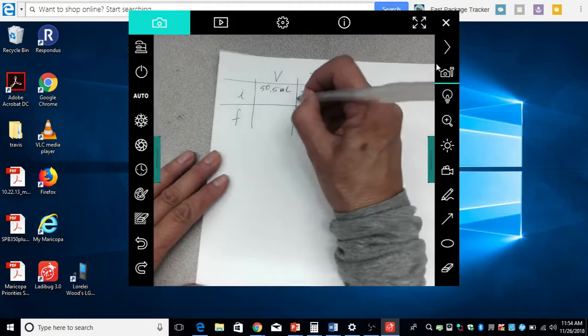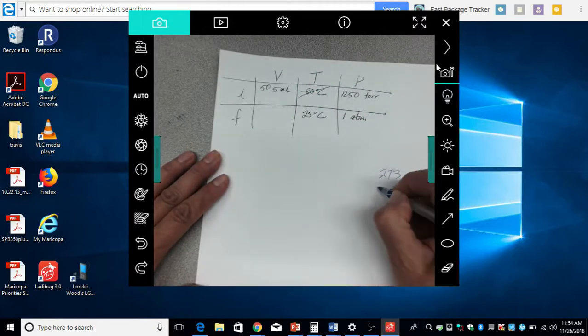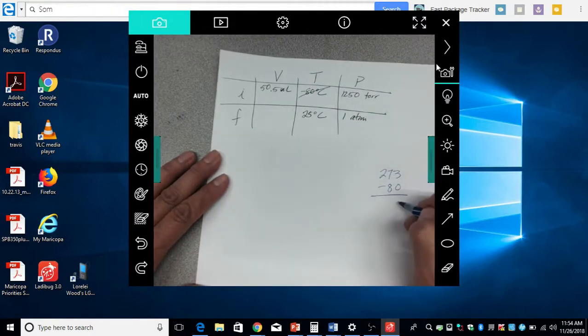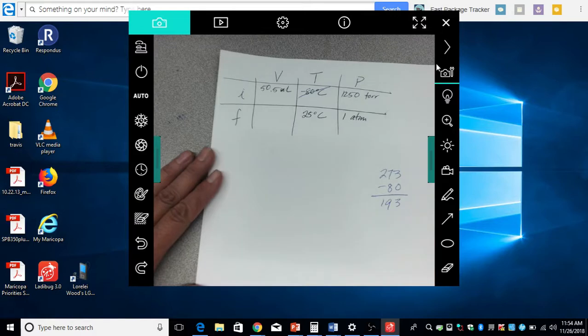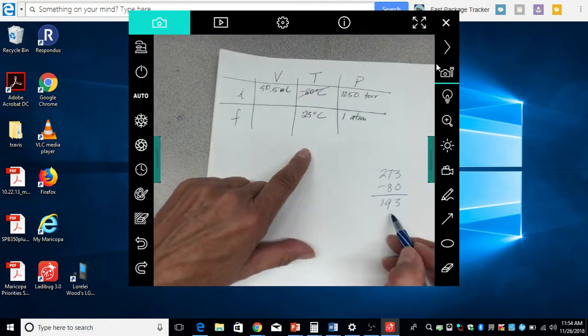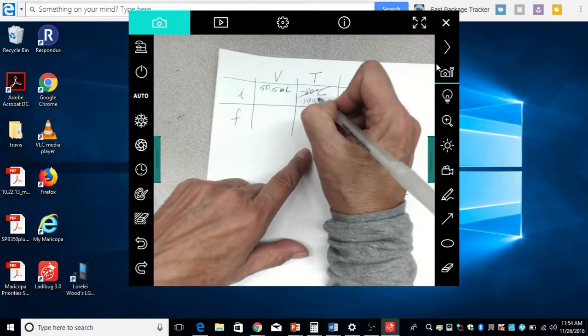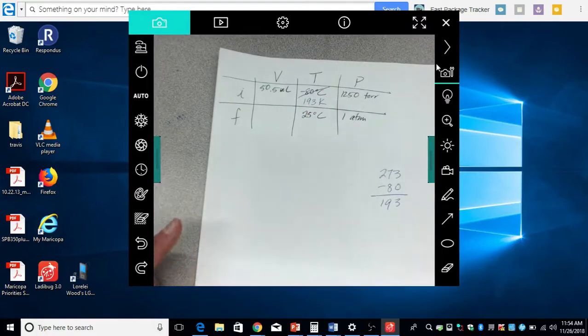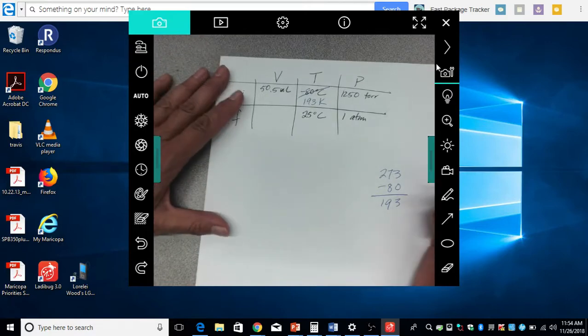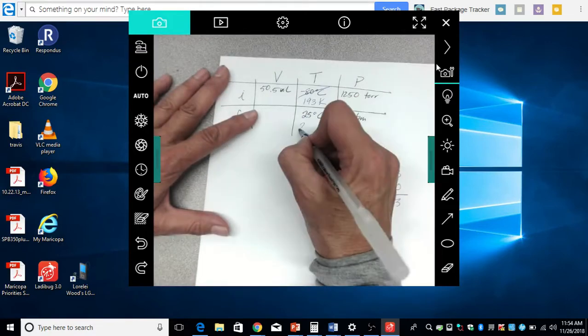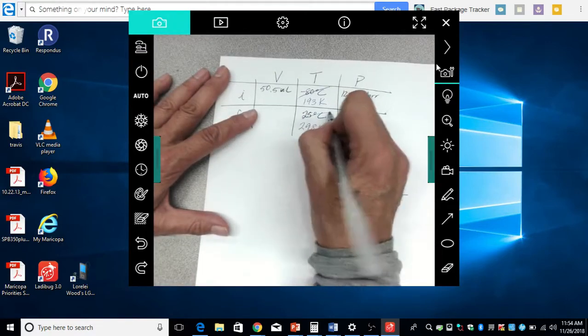So 273 and negative 80. It starts at negative 80, and I got to add 273 to the value to get the Kelvin temperature. Did I do that right? 193? That's right, Kelvin. All right, 25 Celsius plus 273 is 298 Kelvin, right? All right, so we changed our temperatures.